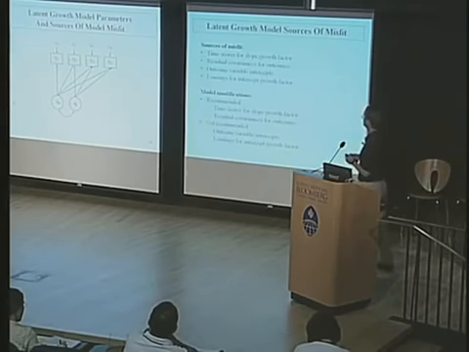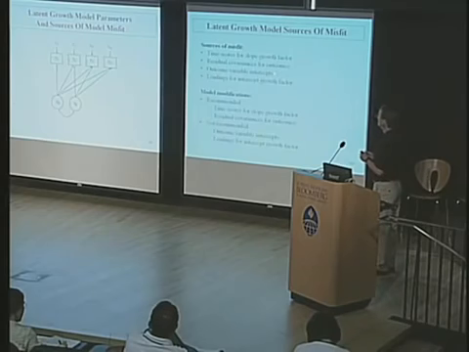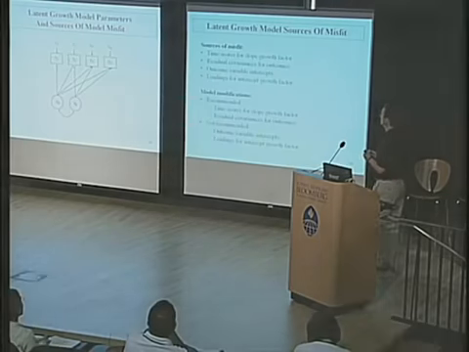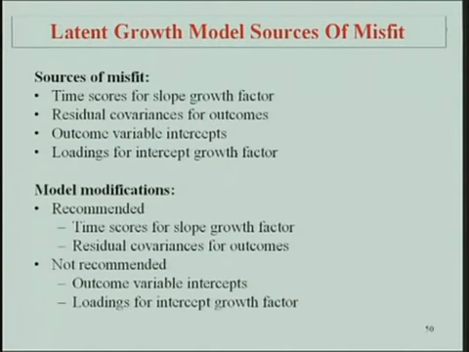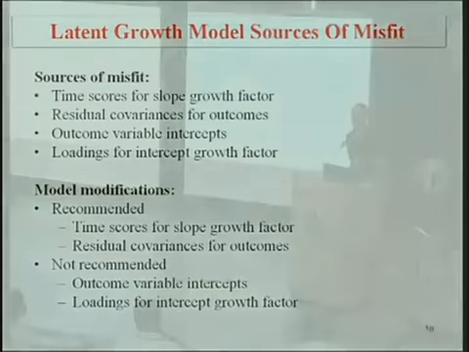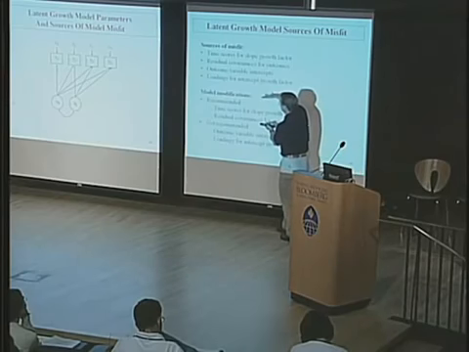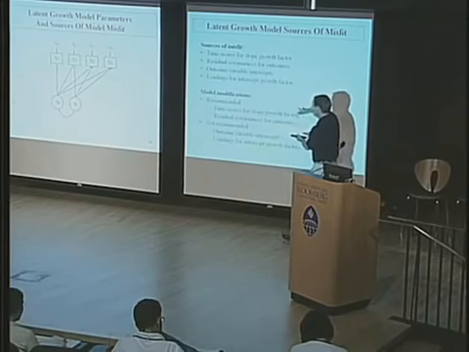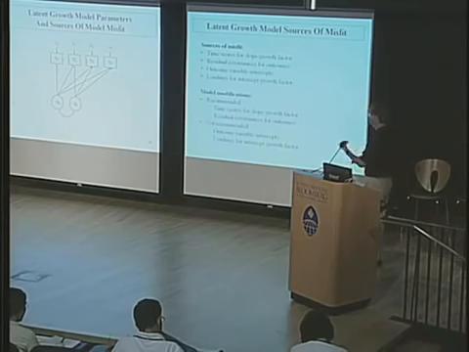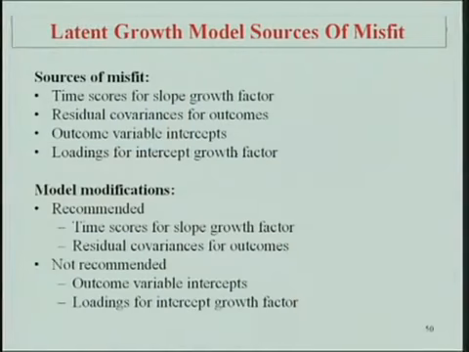Other source of misfit is the outcome variable intercepts may not be 0, or the loadings for the intercept growth factor may not be 1. But those two are in the not recommended section of what you can modify. Because if you modify those two, you're no longer doing growth modeling. And while that might be a good idea sometimes, let's try to stay in the growth modeling framework. So the model modifications that are recommended are that the time scores could be estimated at certain time points, and or that the residual covariances could be allowed to be non-zero.